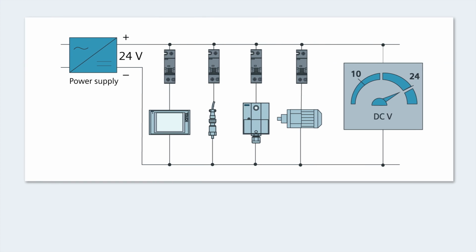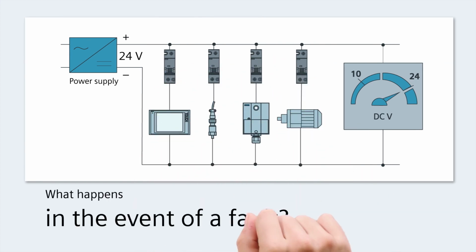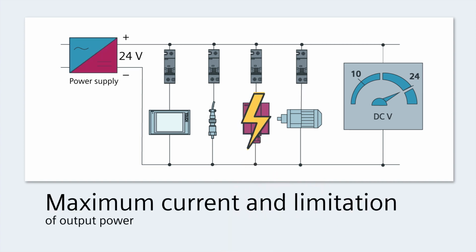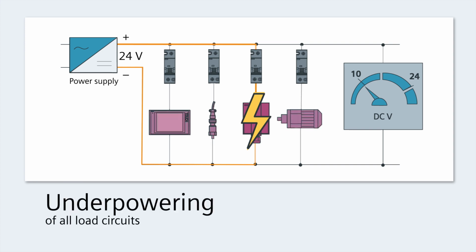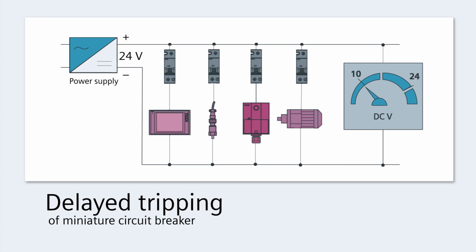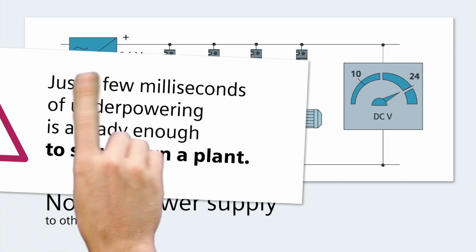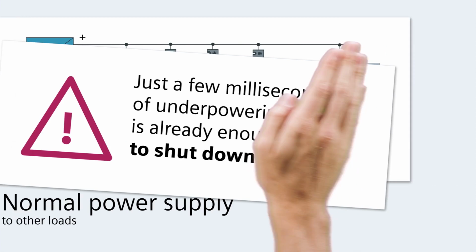Typically, 24-volt loads are protected by means of miniature circuit breakers. What happens if a fault occurs, for example, a short circuit? The power supply delivers the maximum current and limits the output power. There's a dip in the 24 volts, so that all the load circuits are underpowered. But there's often a delay before the miniature circuit breaker trips. This is due to its thermal magnetic tripping characteristic. Just a few milliseconds of underpowering is already enough to shut down a plant.